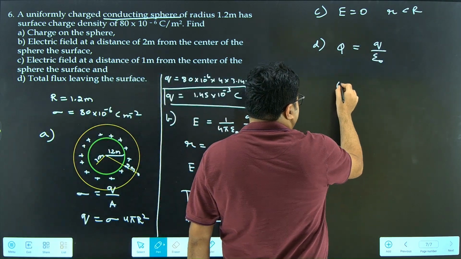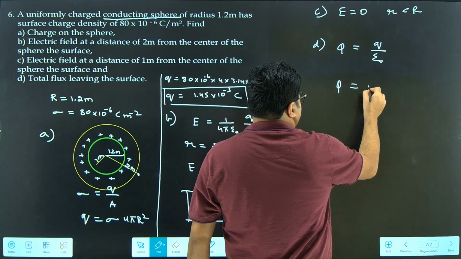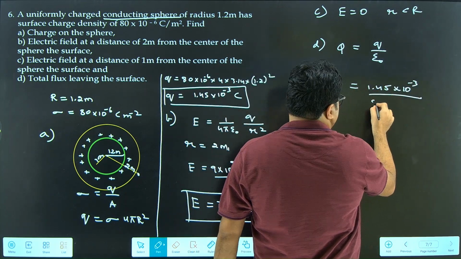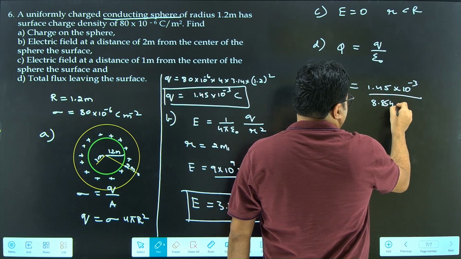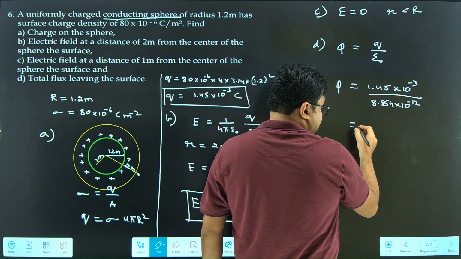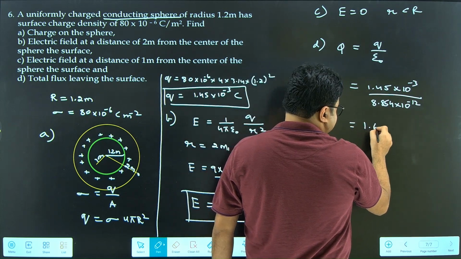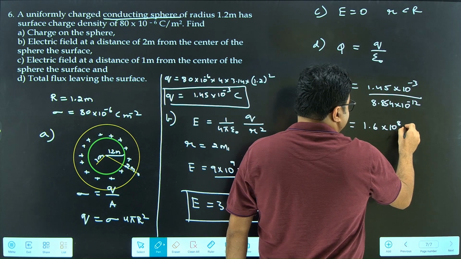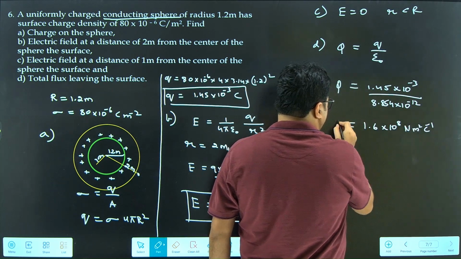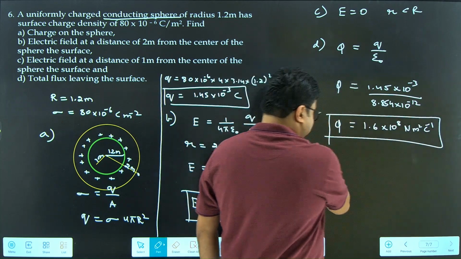So let's compute that. Phi equal to charge enclosed, 1.45 into 10 to the power of minus 3, divided by epsilon naught, which is 8.854 into 10 to the power of minus 12. That's the value of epsilon naught, by the way. So this answer turns out to be 1.6 into 10 to the power of 8 Newton meter square per coulomb, and that's your flux.